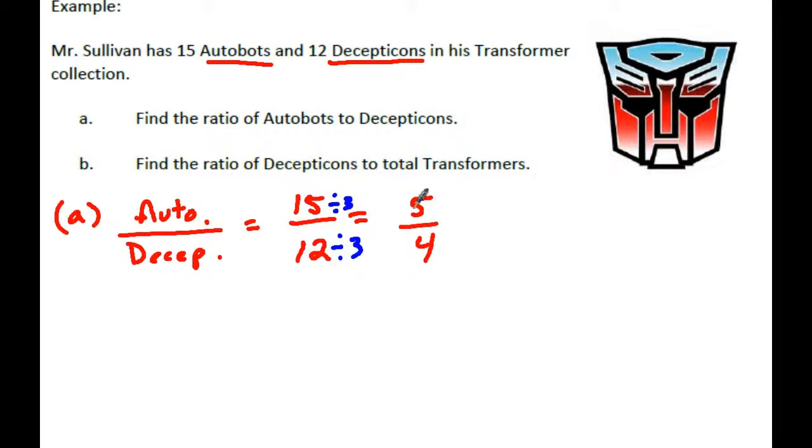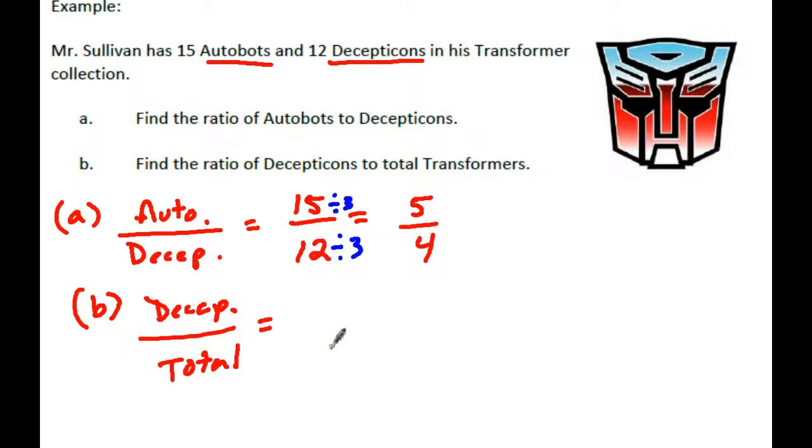All right, let's look at B now. For B, you want to find the ratio of Decepticons to the total Transformers. All right, so we're going to go ahead and put Decepticons over the total. Okay, well, Decepticons there are 12, and total they don't give us a total, but we can add those together. So we have 15 and 12, and those two can be combined. That's going to give us 27.